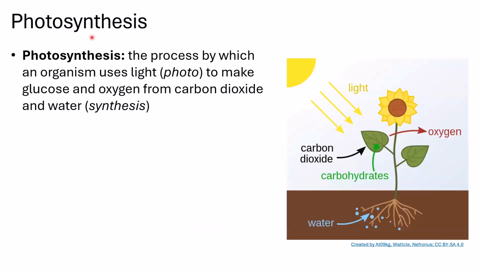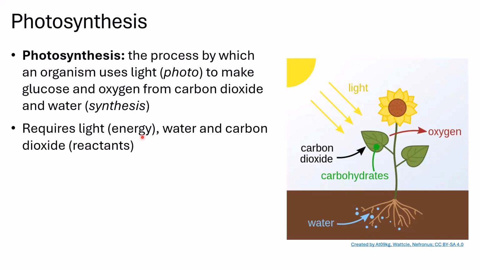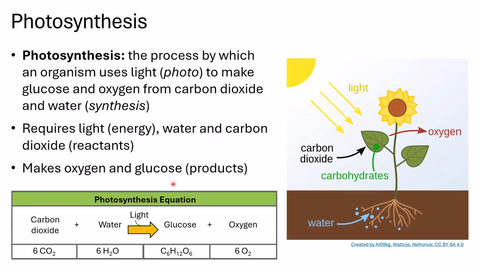Photosynthesis is the process of using light, which is what photo means, to make glucose and oxygen from carbon dioxide and water, which is where synthesis comes in. This process is why plants need water and why they are good for taking up carbon dioxide. Using light as the energy source, plants can take the water and carbon dioxide and create oxygen and carbohydrates, such as glucose. Here is the photosynthesis equation.